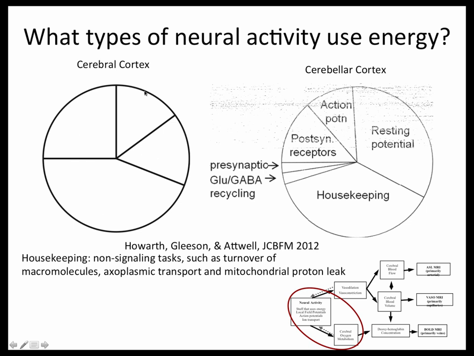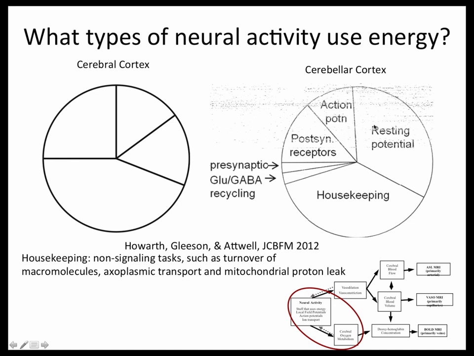So the basic idea here is in the cerebral cortex, you have different parts of neural processes using different types of energy. So this is action potentials. This is postsynaptic receptors. These are resting potentials. One of these is housekeeping, one of these is resting potentials. So what that says is the big thing in cortex is these postsynaptic potentials, which is like LFP. But a nice thing to keep in mind is that it's actually different in the cerebellum.